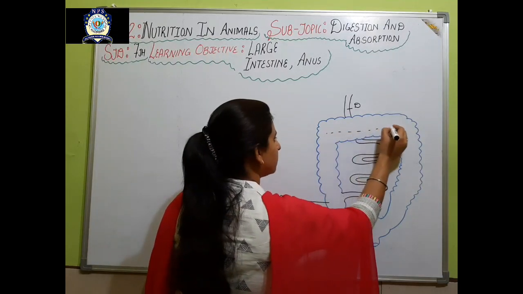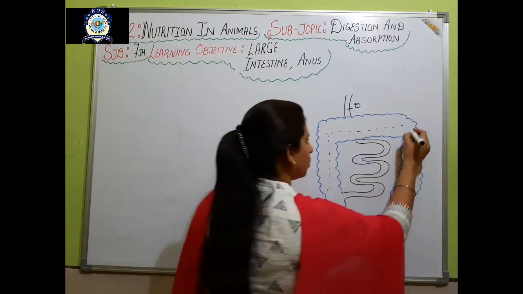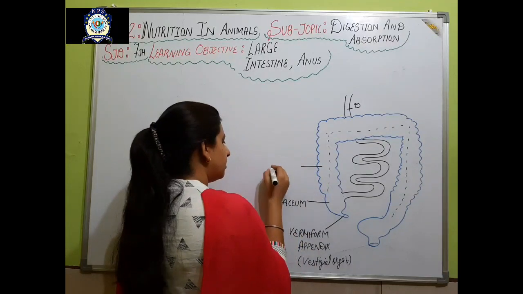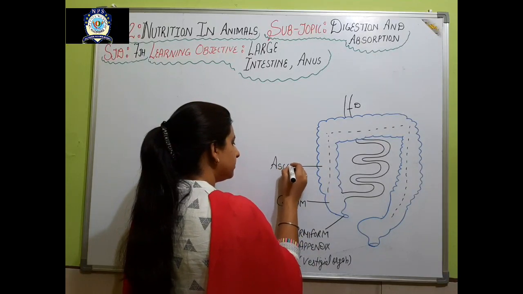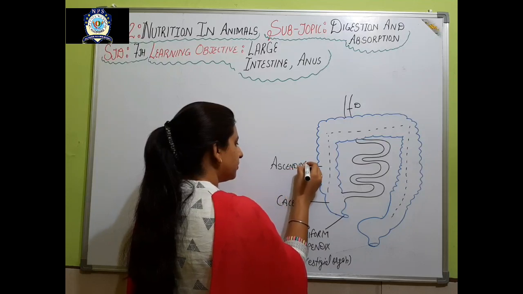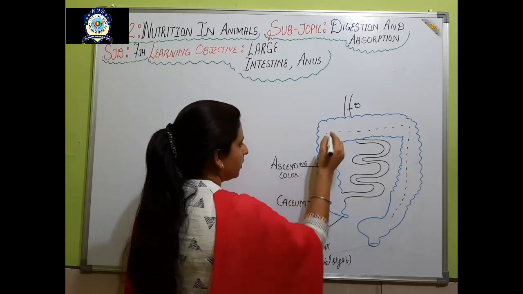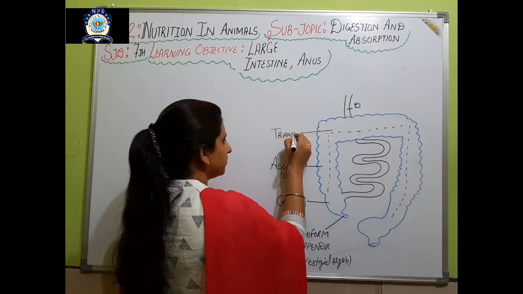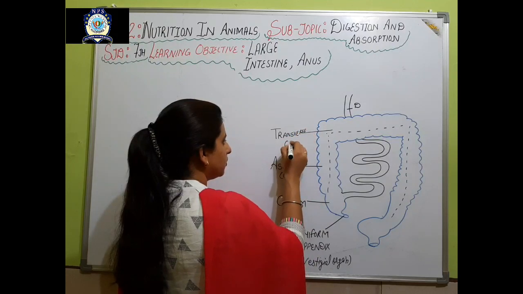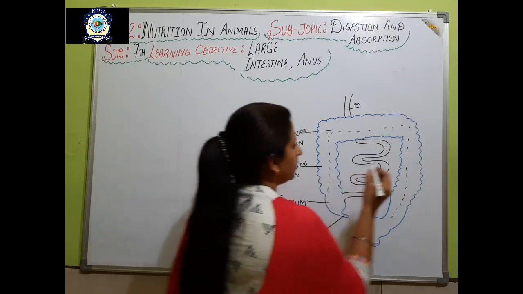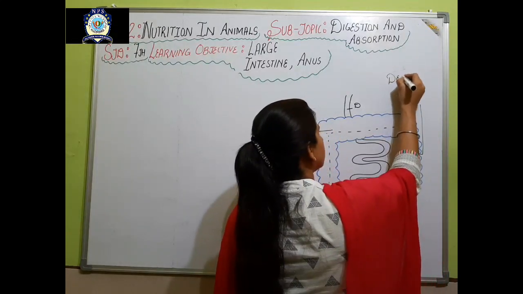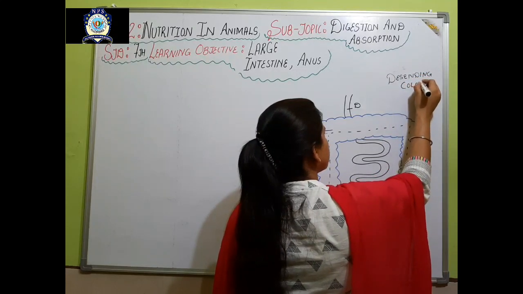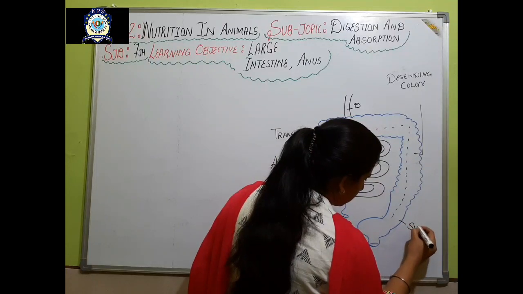Now this part, that is the colon, the second part of the large intestine, is divided into four parts. That is the ascending colon, now this is your transverse colon, this is your descending colon, this is the sigmoid colon.